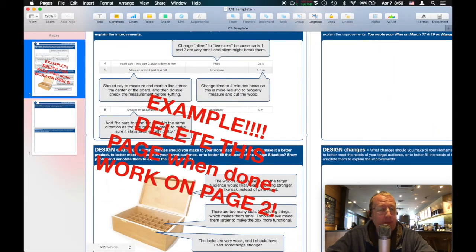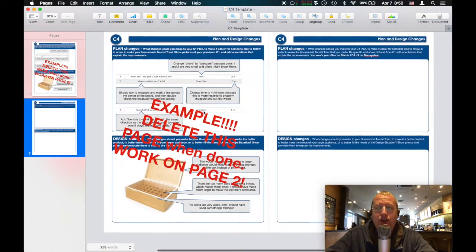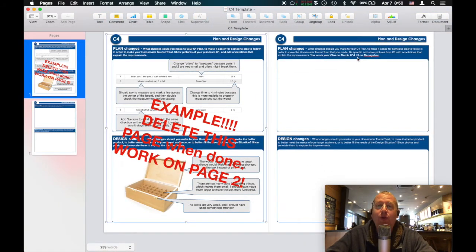These are improvements to the design. These are improvements to the plan. And that is what you're going to explain for me today. How could you improve your plan? How could you improve your product?